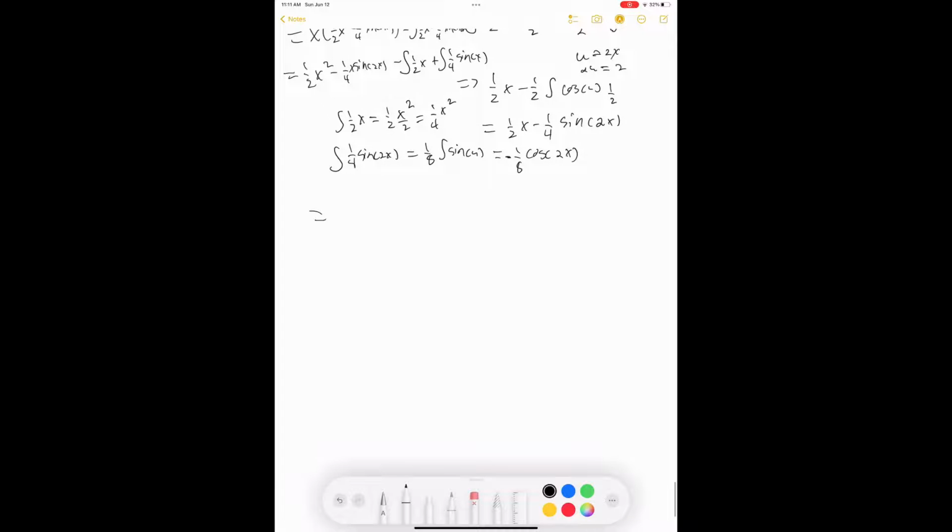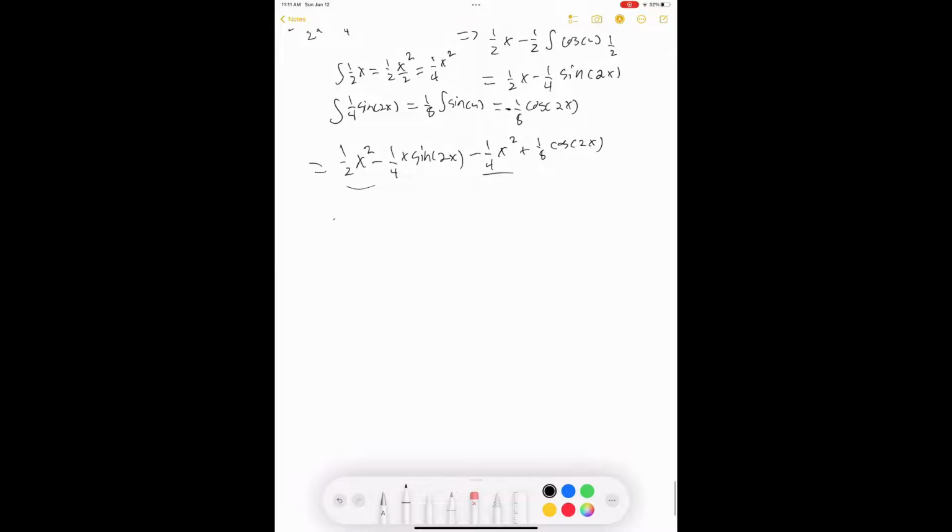And u is 2x there. So now we've got everything. We've integrated both of our integrals there. So we're going to have 1/2 x squared minus 1/4 sine of 2x minus 1/4 x squared plus 1/8 cos of 2x, because we have to distribute out that negative sign, right?